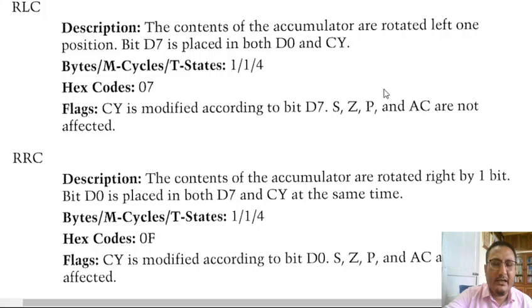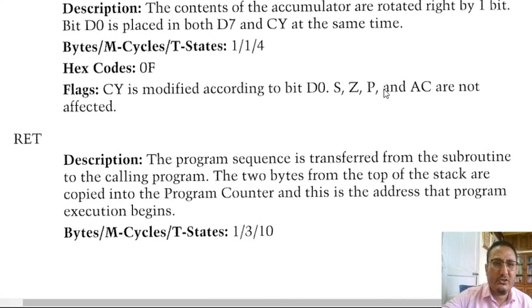Flag: the carry flag is modified according to bit D7, and the sign flag, zero flag, parity and auxiliary carry are not affected. Now likewise the next instruction that we're going to discuss is RRC. Now RRC instruction, the content of the accumulator is rotated towards the right hand side by one position, that is bit D0 is copied to both D7 as well as carry at the same time.